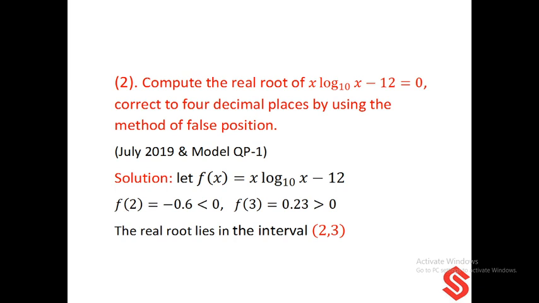Second problem, compute the real root of x log x to the base 10 minus 12 is equal to 0, correct to 4 decimal places by using method of false position. Let the given function f of x is equal to x log x to the base 10 minus 12, and first we substitute the values of x, say 0, 1, 2, 3, etc.